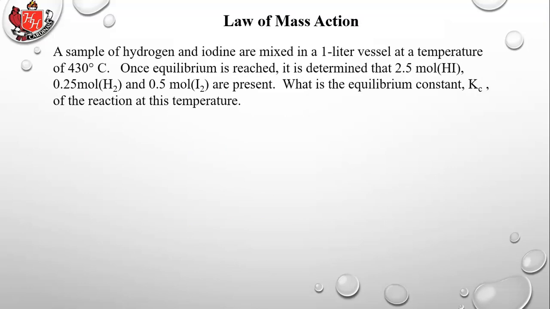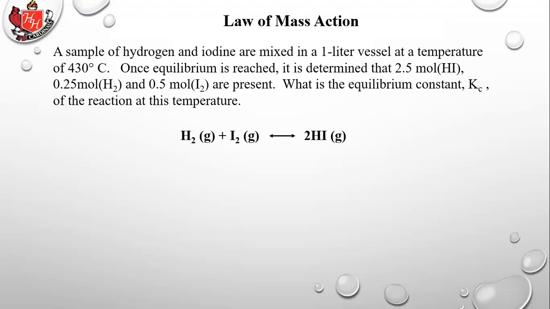So here's an example. A sample of hydrogen and iodine are mixed in a 1 liter vessel at a temperature of 430 degrees centigrade. Once equilibrium is reached, it is determined that 2.5 moles of HI, 0.25 moles of H2, and 0.5 moles of I2 are present. What is the equilibrium constant Kc of the reaction at this temperature? So again, temperature is just simply setting the conditions so that they're not going to change. As long as the temperature stays the same, then this equation works.